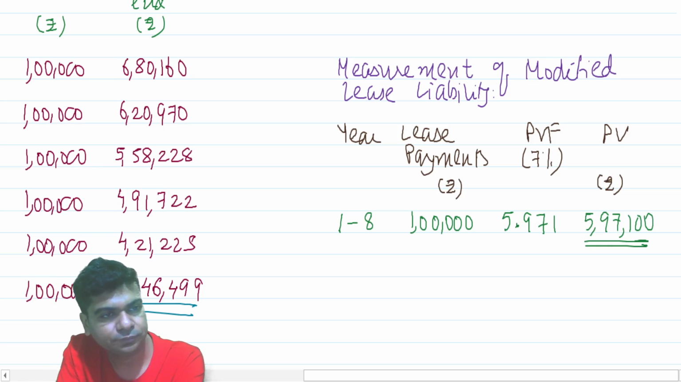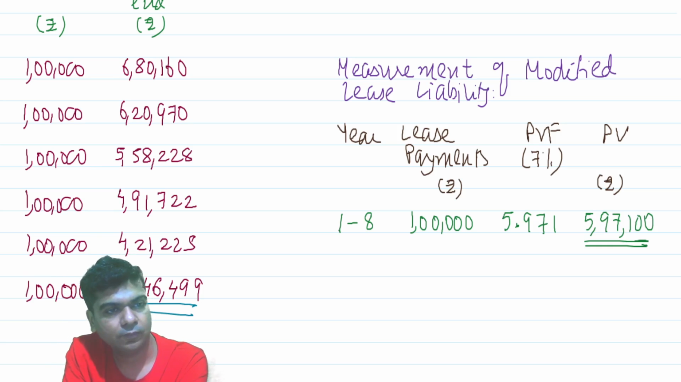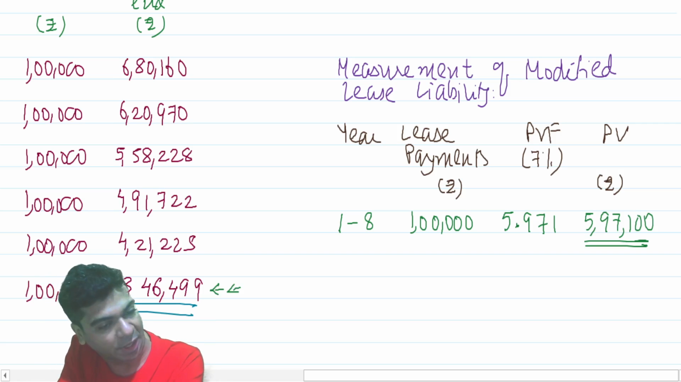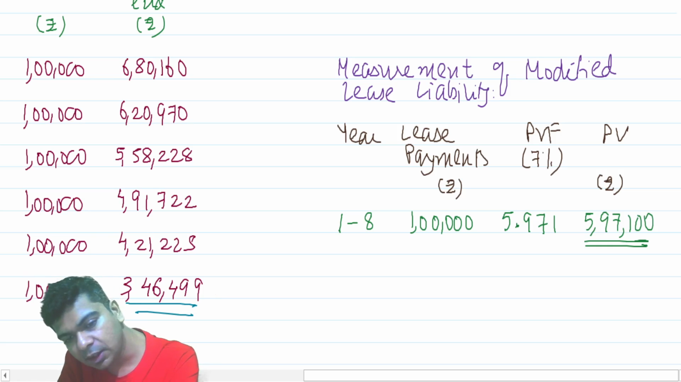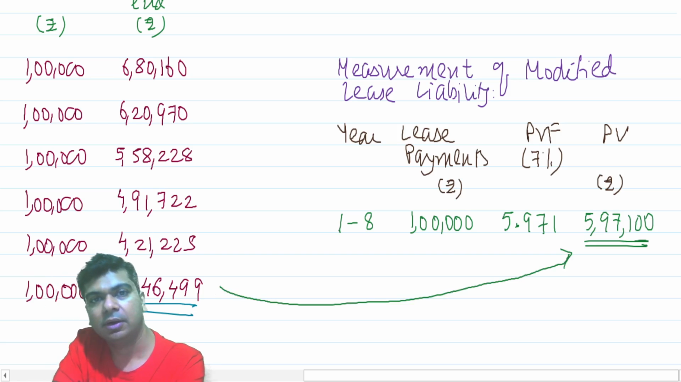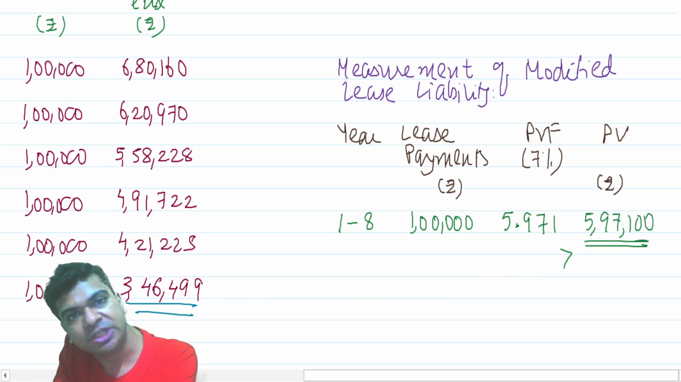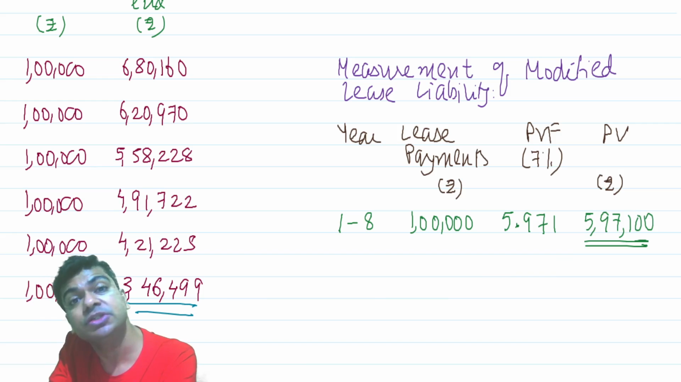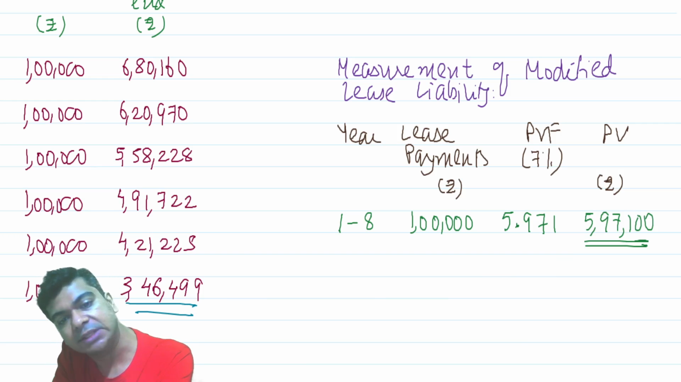So your lease liability as per the original terms is 3,46,499, right? This is it. It is 3,46,499. This 3,46,499 is now to be updated to 5,97,100. So this is the change that you will be introducing in the lease liability, and this change will be adjusted through the ROU asset.